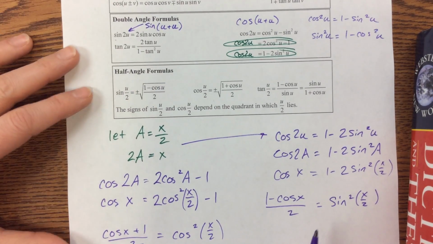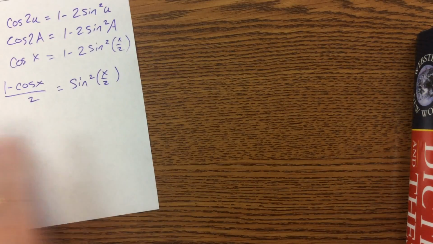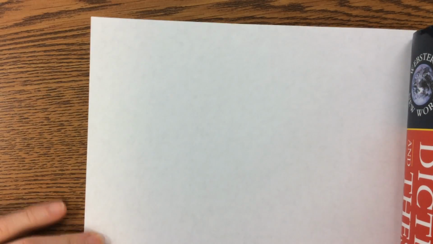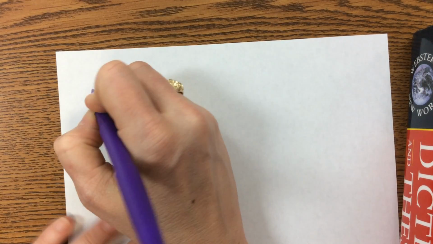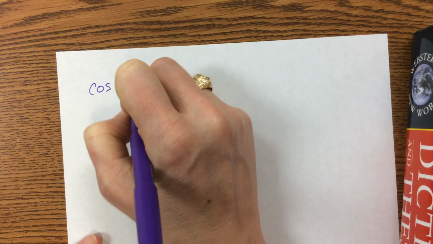So the way that we use these is they may give you something. By they, I mean me. Just kidding. Okay, so I may say something like, find cosine of 5 pi over 12.